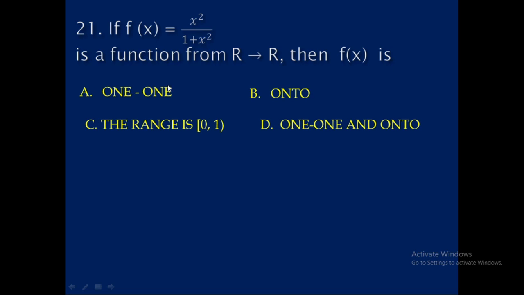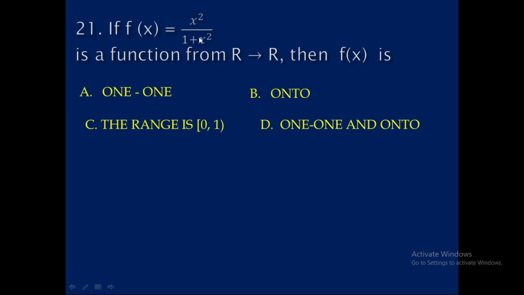Here you know that one-one function means different elements of R, the real numbers, have different images. Onto means the codomain is exactly equal to the range of the function. First, verify whether it is one-one. Clearly, it is a square function, so x square. The domain is the set of all real numbers, and f of x is equal to x square divided by 1 plus x square.